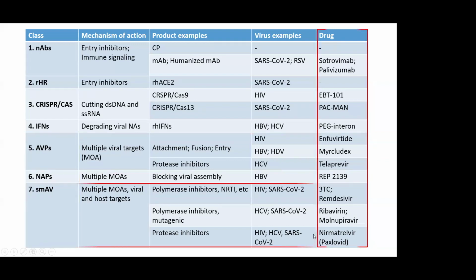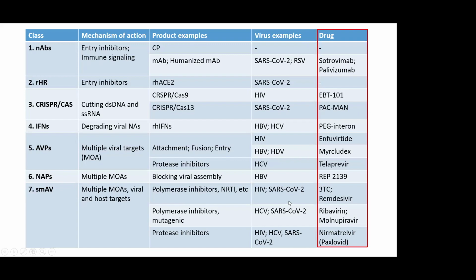So you could see here from this column that we've got sotrovimab, okay? We've got the Pac-Man, which did not progress very well, but it was because we are not sure yet about the CRISPR-R, but these are trials for COVID. We've got remdesivir, we've got molnupiravir, and we've got Paxlovid.